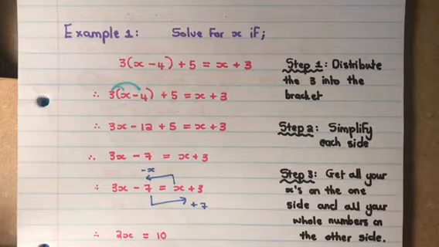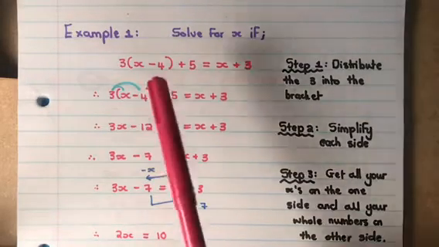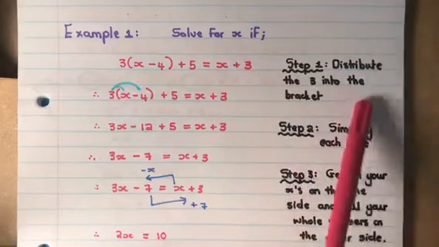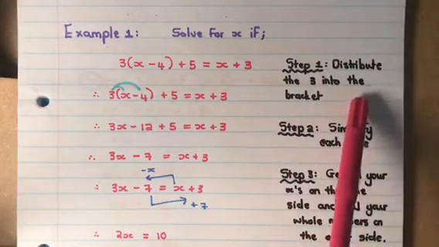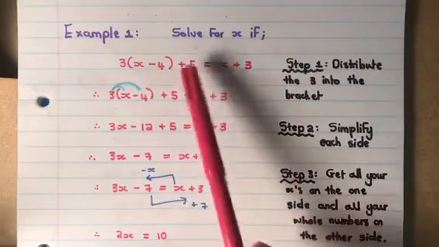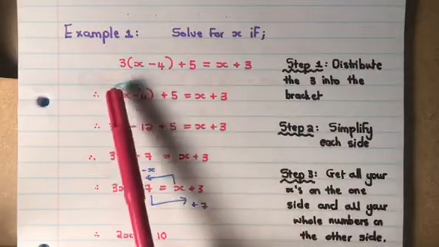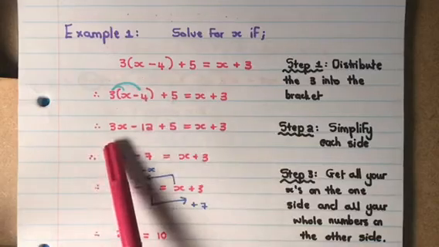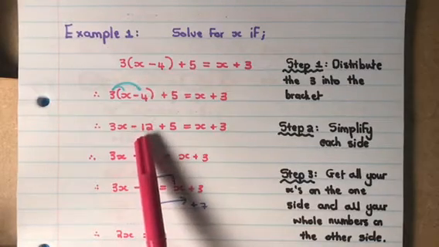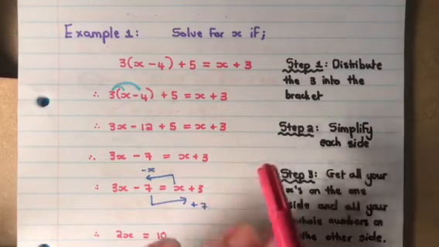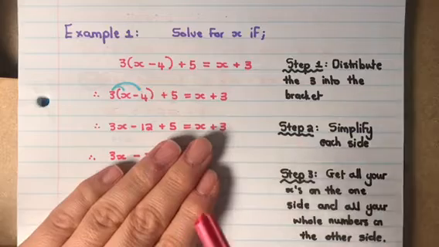Okay, example 1, it says solve for x if 3 bracket x minus 4 plus 5 is equal to x plus 3. Okay, step 1, how do we get your brackets away? We don't work with the brackets, we want to simplify that, so we're going to distribute that 3 into the brackets. So the 3 is going to be multiplied by the x and the negative 4. 3 times x is 3x, 3 times negative 4 is negative 12, that plus 5 comes down, is equal to x plus 3. Okay, I just want you to stop over there.